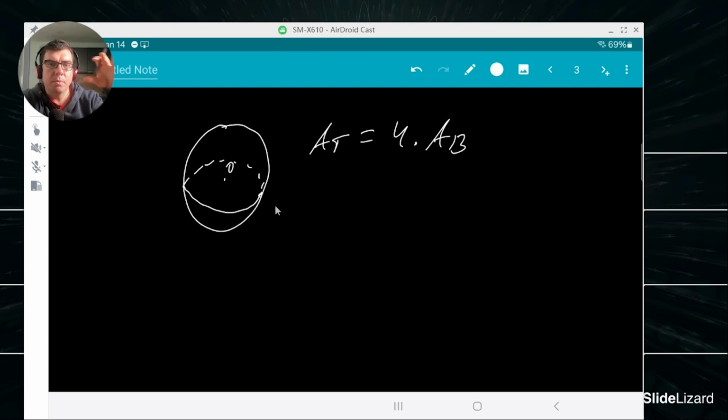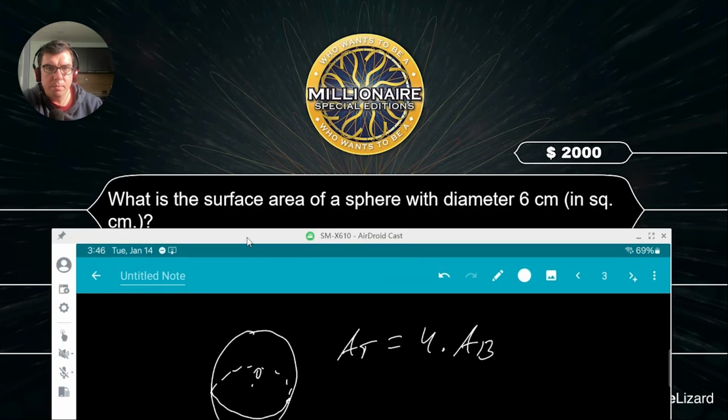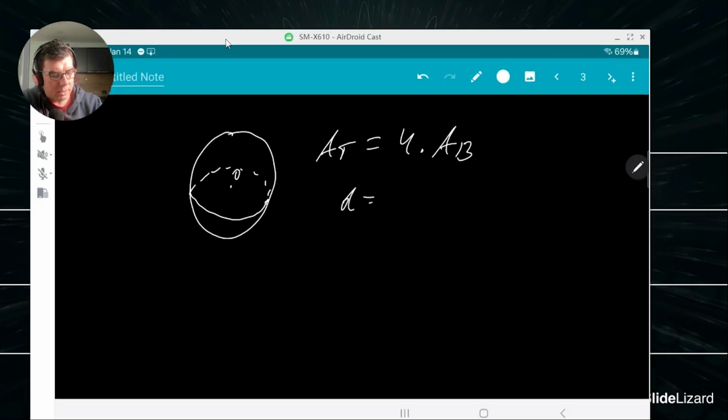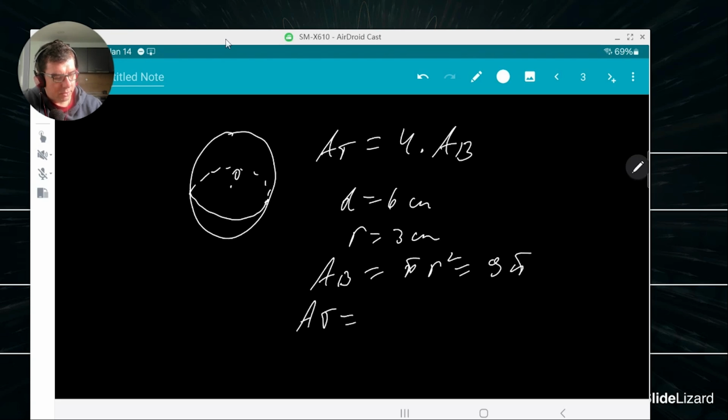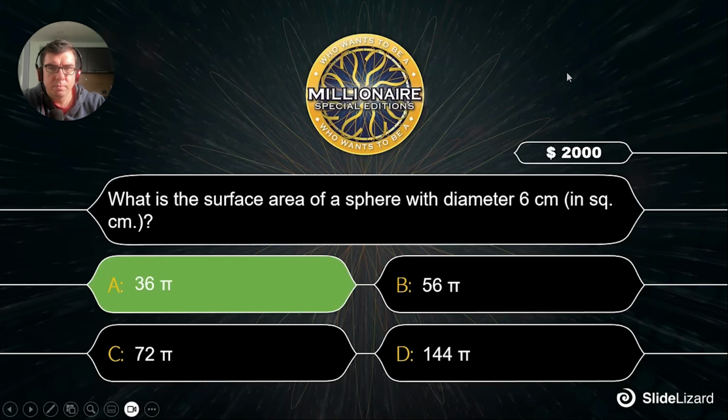Okay, so if you think about the Earth as a sphere, if we cut through the equator, this is the big circle of the sphere, the one that has the length, the equator in our analogy. So the diameter is 6, so the radius is 3. The area of the circle is pi r squared, 9 pi, and therefore the total surface area is 4 times 9 pi, 36 pi centimeters squared, and that's the answer.